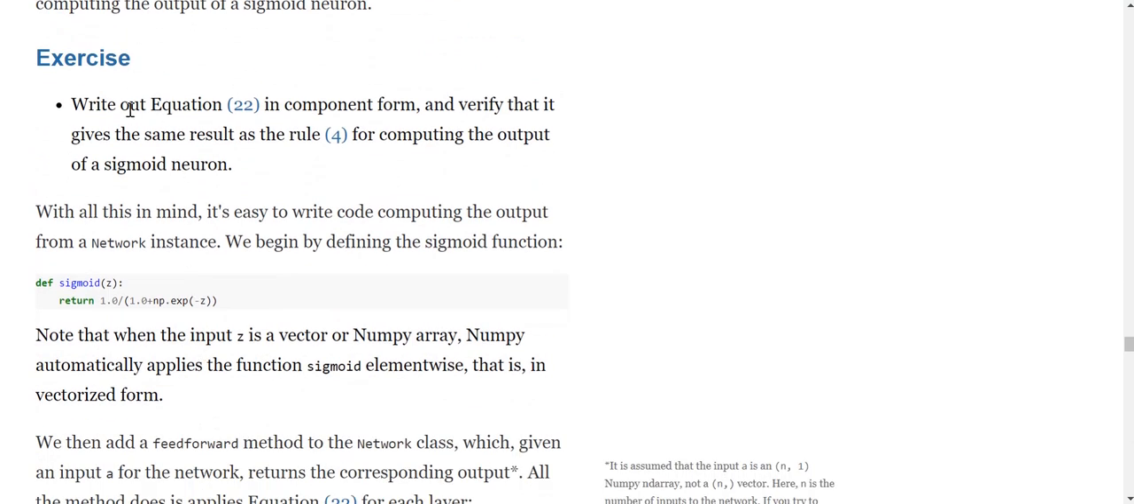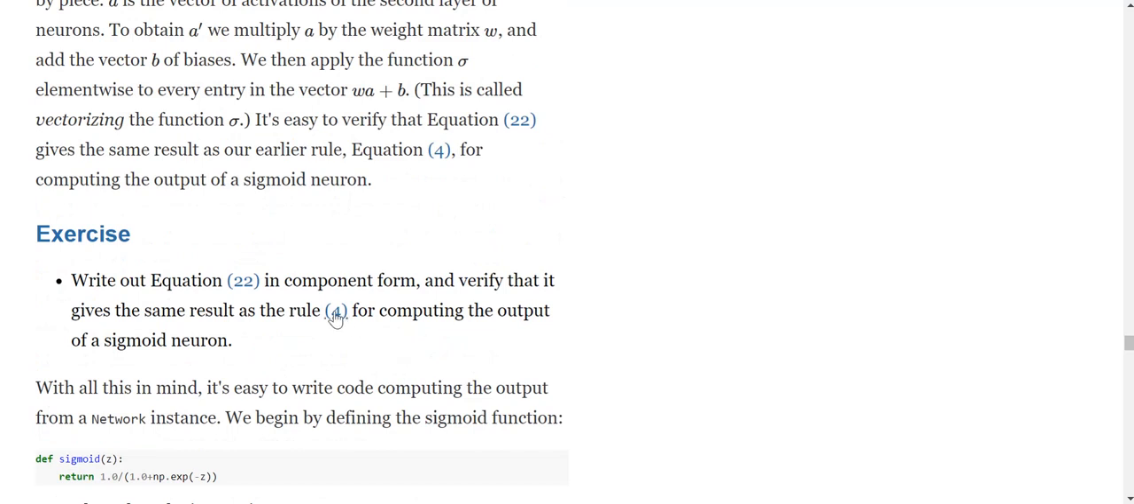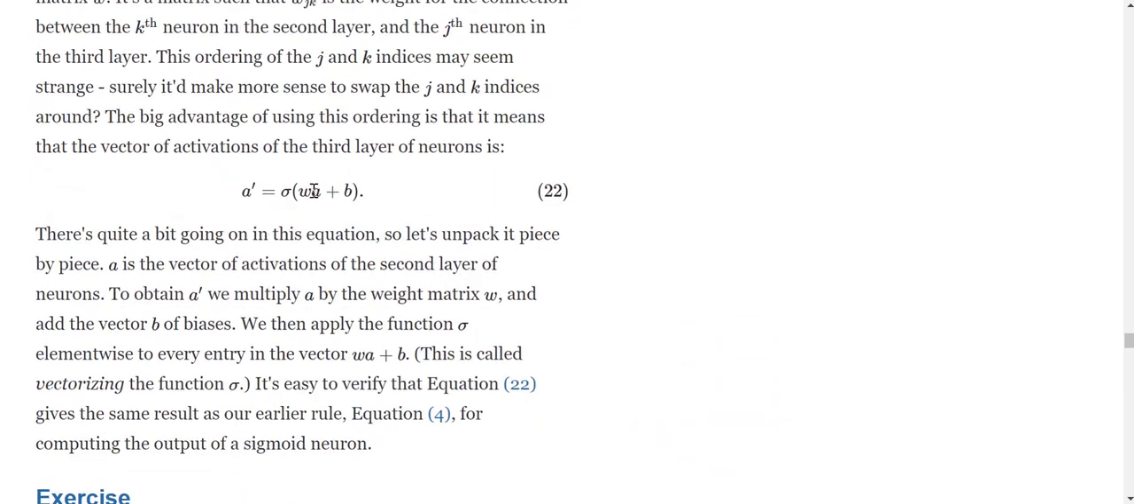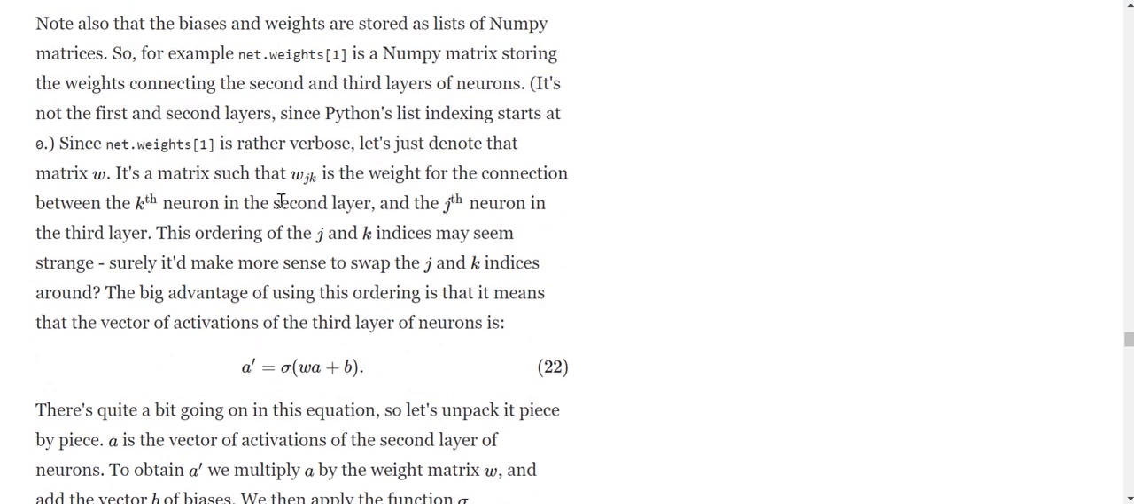Okay. So exercises. Write down equation 22 in component form and verify it gives the same result as the equation for computing the output of a sigmoid neuron. Okay, so let's have a look at equation 4. This is equation 4 and this is equation 22. So if you write this out in component form, then your w would be a matrix between the kth and the jth neurons, right? And a would again be a vector.